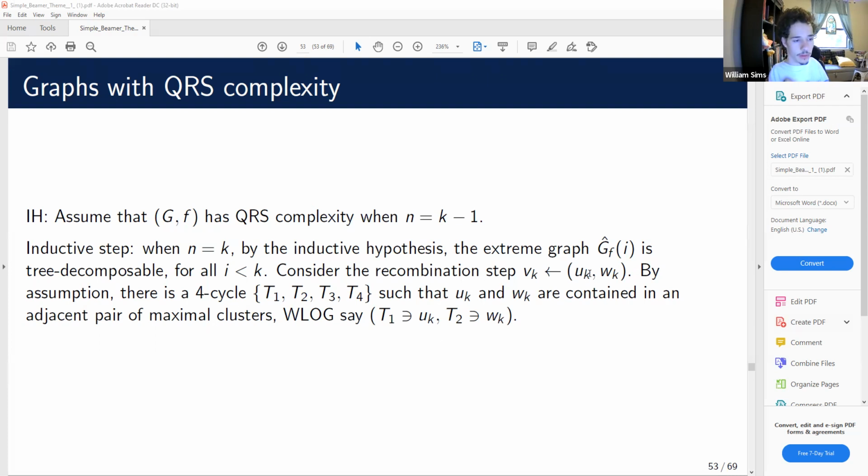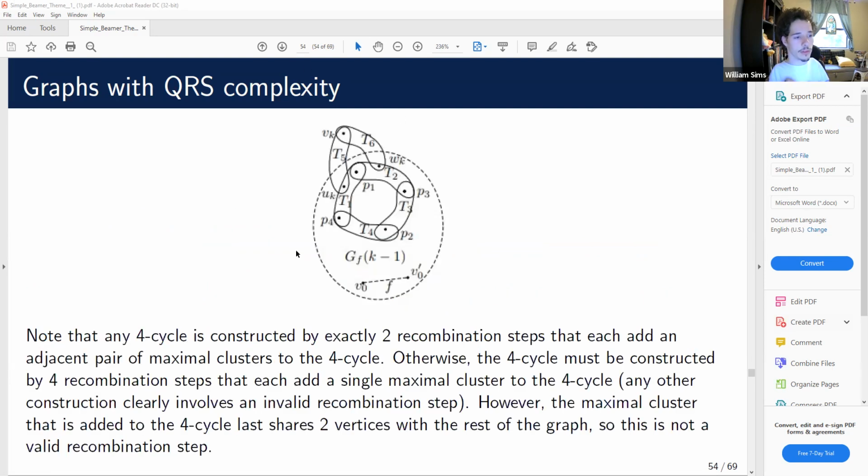Right. So we're going to consider this recombination step that adds the vertex v sub k, and it's got the base pair u sub k, w sub k. Okay, so by assumption, because we're doing the other direction now, there is a 4 cycle in our graph such that u sub k and w sub k are contained in an adjacent pair of maximal clusters. And without loss of generality, we're just going to say that they're contained in T1 and T2, and that T1 and T2 are an adjacent pair. Okay, so we have something that looks like this, where we've got g sub f of k minus 1. We've got our base nonage somewhere over here. And we've got this last recombination step and our 4 cycle of interest.